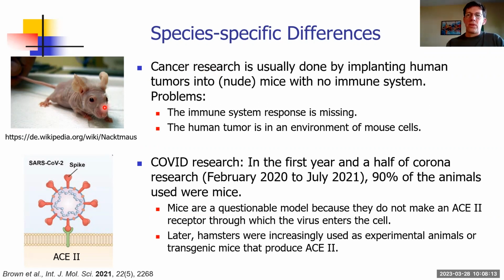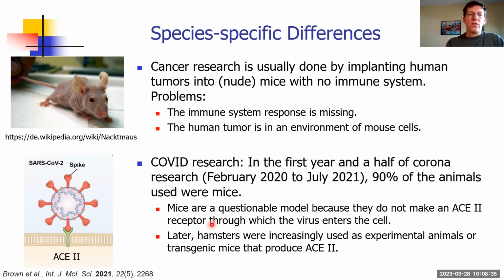So there are two problems with this approach. First of all, the lack of the immune system. And secondly, the human tumor is embedded in an environment of a mouse. And we all know that for the cancer, the microenvironment is very important. So the mouse microenvironment will give different signals compared to what a human microenvironment would do.